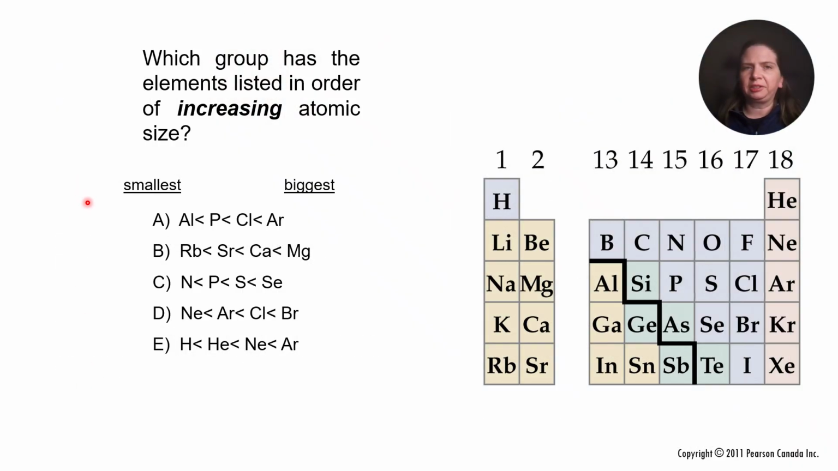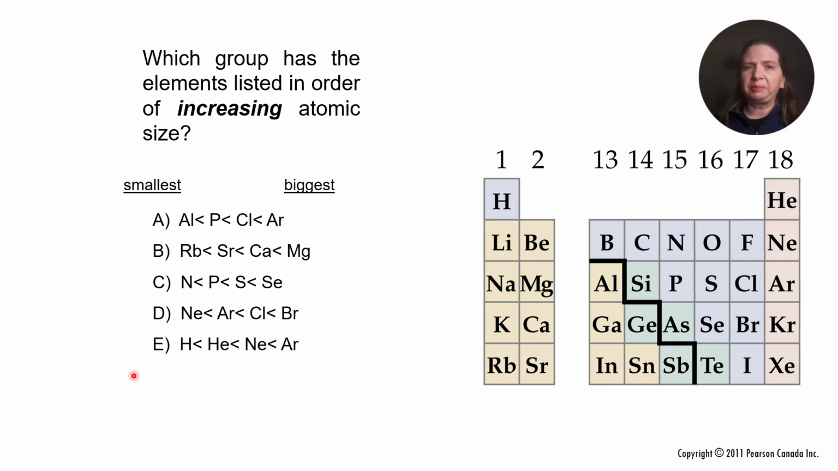Let's look at a practice question. Which answer choice lists the element in order of increasing atomic size? Option A, aluminum, phosphorus, chlorine, argon. Option B, rubidium, strontium, calcium, magnesium. Option C, nitrogen, phosphorus, sulfur, selenium. Option D, neon, argon, chlorine, bromine. Option E, hydrogen, helium, neon, argon.